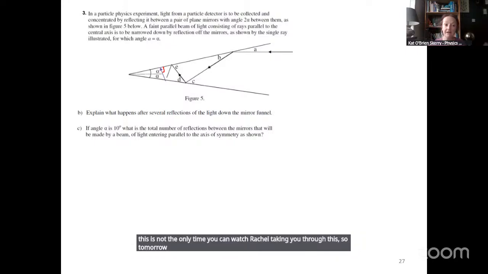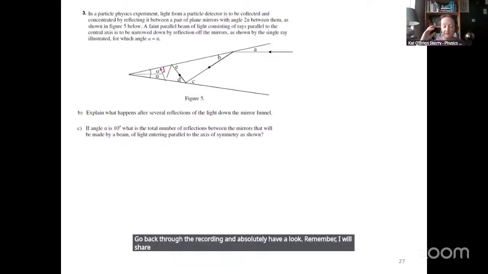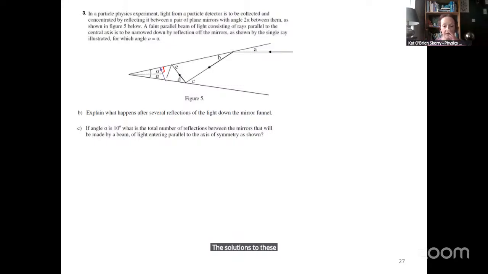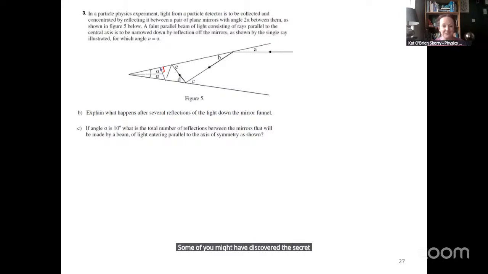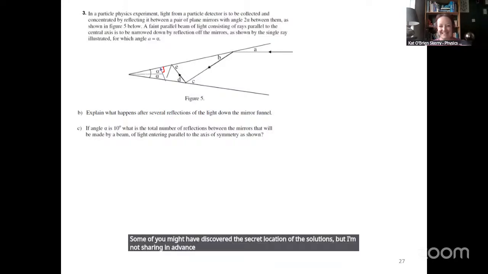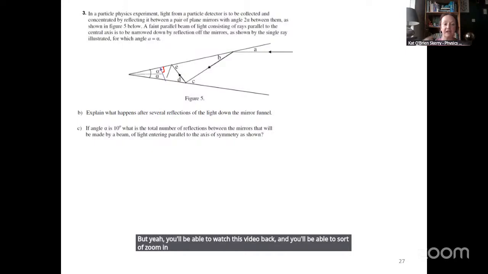So tomorrow morning, I'm going to share the recording. And what I'd say for those of you who are a bit unsure about the details, go back through the recording and absolutely have a look. And remember, I will share the solutions to these problems further on in the course. At the moment, we've only got the hints on the page. Some of you might have discovered the secret location of the solutions, but I'm not sharing in advance. But yeah, you'll be able to watch this video back and zoom in and watch those sections again and again, and hopefully that'll help you out as well.